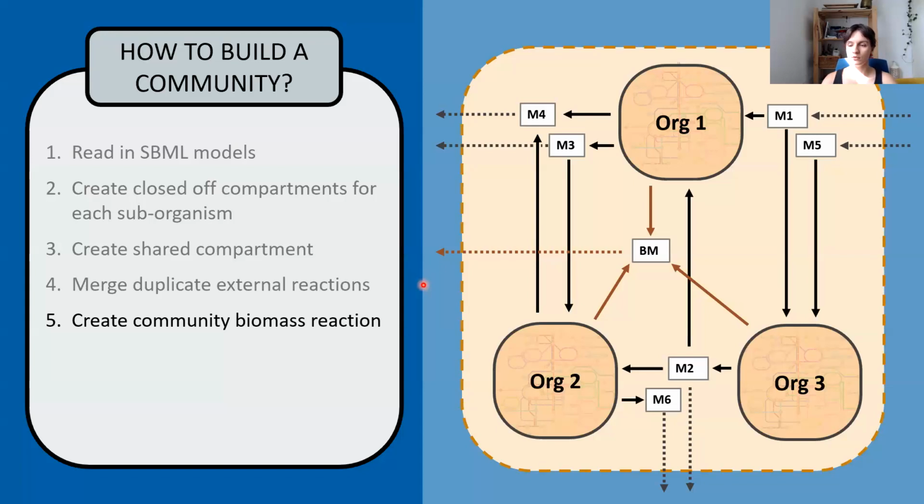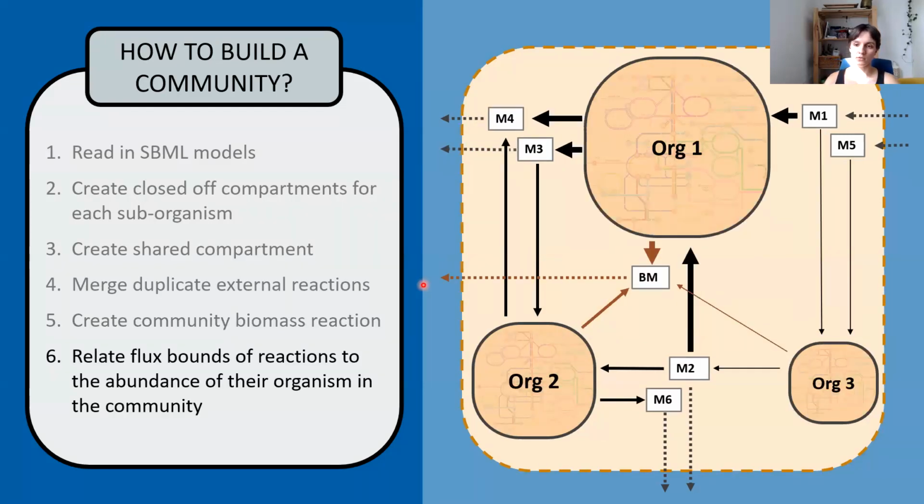And finally, if you remember the last slide, we have to take the community composition into account. If we have a very large abundance of organism 1, this would mean biologically that organism 1 has much more cells than organism 3. And therefore, the flux through organism 1 should be able to go higher than for the other members. And this can be done by relating the flux bounds of the reactions to the abundance of the member in the community.